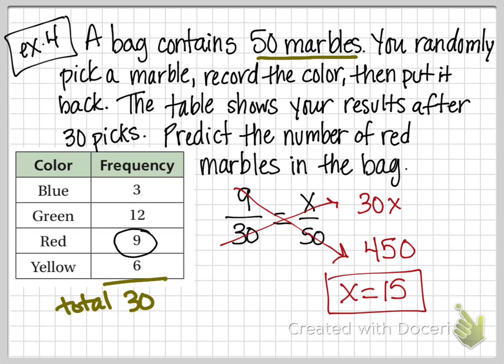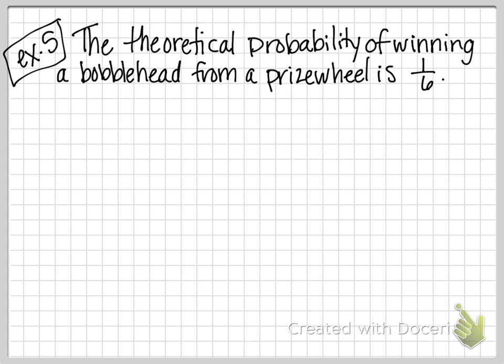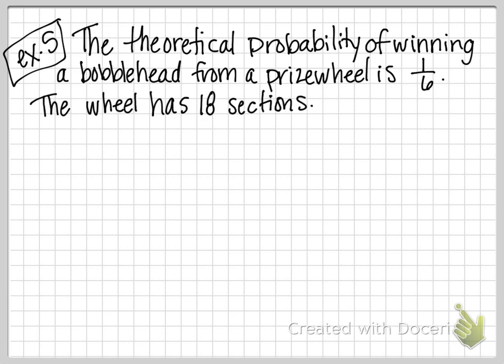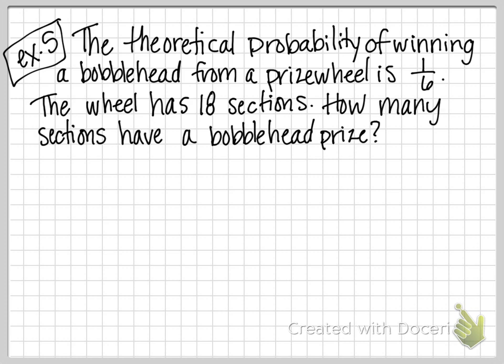Good. Okay, last one. All right, so you're spinning a prize wheel. You know those big things, and you spin them, and it lands on something, and then you win. The probability of winning a bobblehead is 1 in 6. The wheel has 18 sections. 1 in 6 times, it's a bobblehead. How many sections then have a bobblehead?